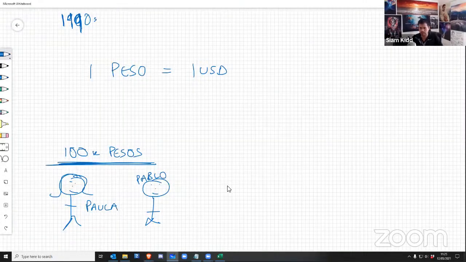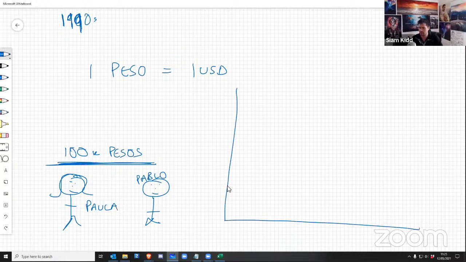Overnight, pretty much overnight, what happened was this. So this was the Argentine peso. It was 1 for 1, and then boom. All of a sudden, it revalued, and it took 3 pesos to equal $1 US. So overnight, Paula and Pablo suddenly lost a third of their wealth. No, more than that. So they lost more than that, because they basically had $100,000, and then overnight, they now had $30,000 basically, or $33,000.